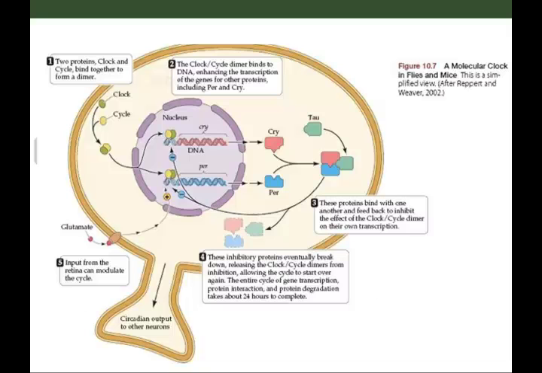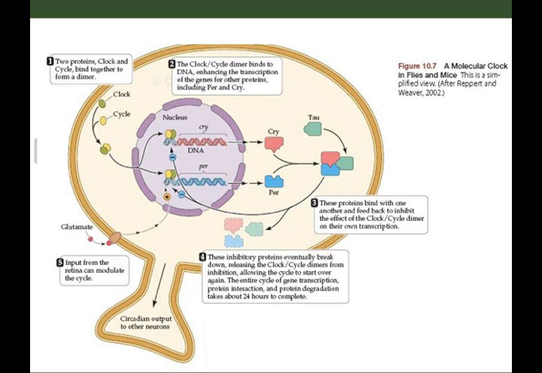Okay, so here's a picture. You have two proteins, clock and cycle, and only when the clock and cycle dimerize, they bind to each other. They then bind to DNA, function like transcription factors, activating genes to produce other RNA, which then will make proteins. And what are the proteins that are made here? Period and cry, or per and cry.